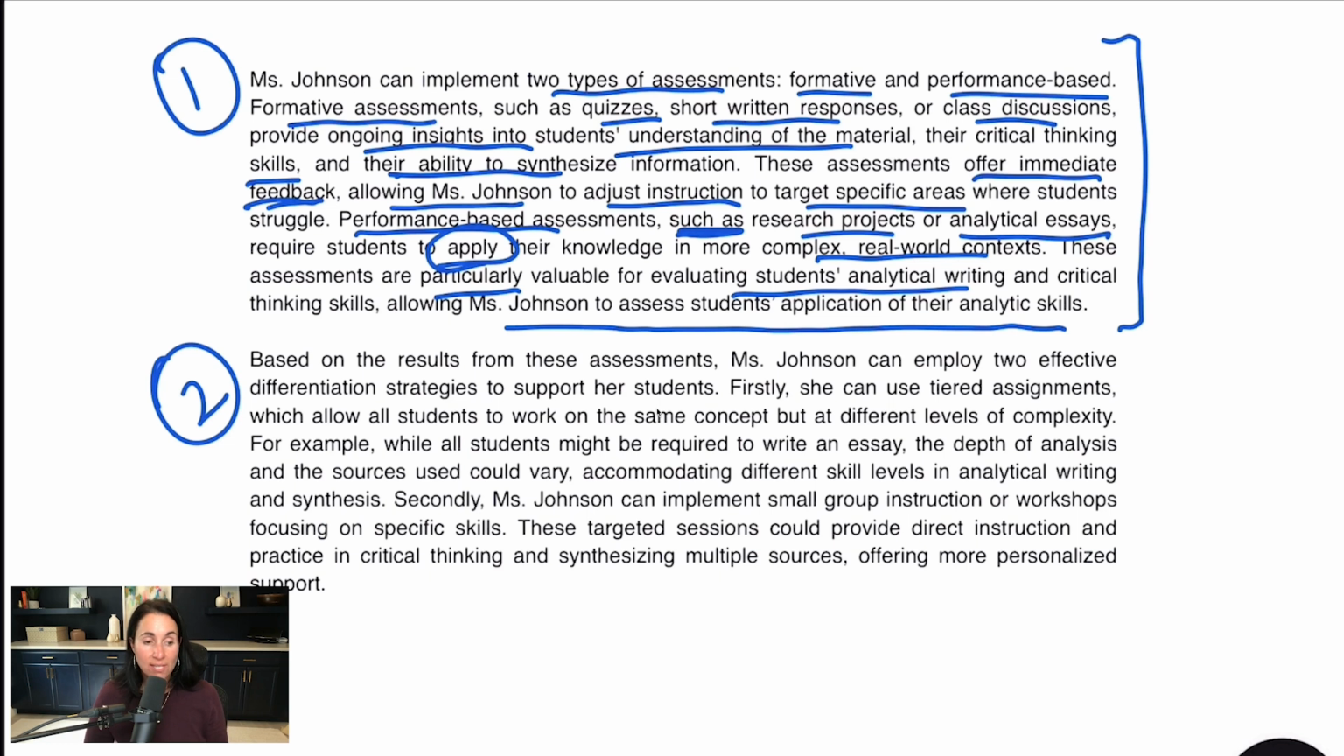All right, so number 1 satisfies it all. We got it. We have the 2 assessments. We say why they're important. We give specific examples.